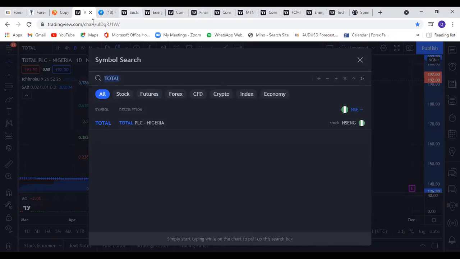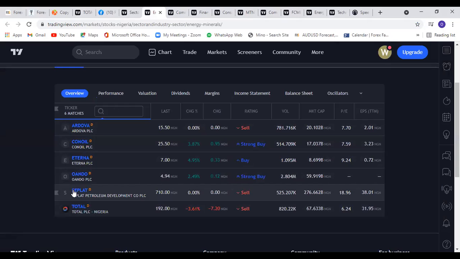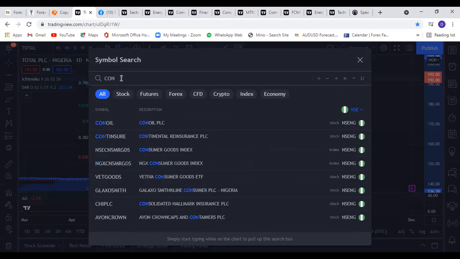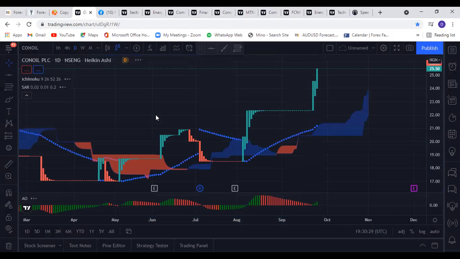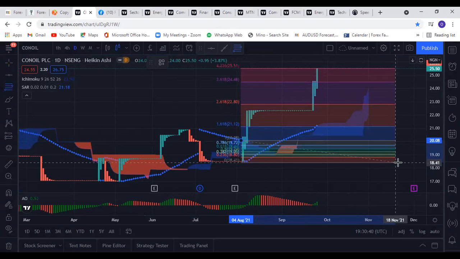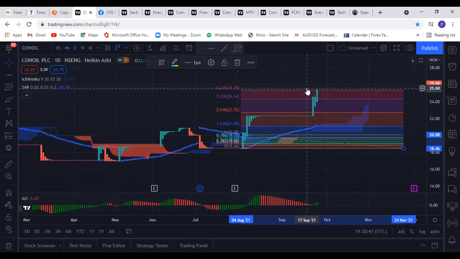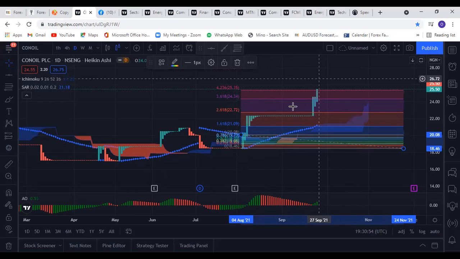So let me check another. Let's see Conoil, Wando, okay, Seplat. Let's look at oil. It's overbought. It's going up, but it's overbought. Look at it. You can't go and buy something that is already at that level. Drawing my Fibonacci extension, it's already hitting the highest price that I expect. So anything above here is Jara. I don't even know where it's going. But if I had bought around here, I would have taken my profits somewhere here or here. So that's how it is.